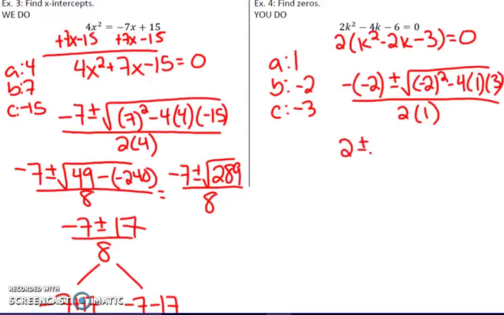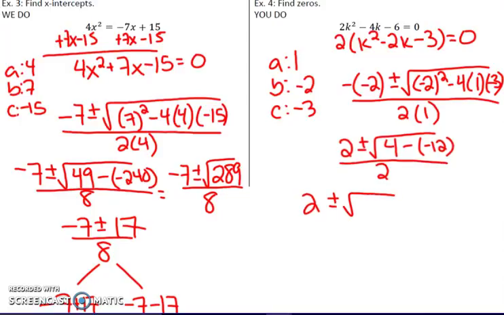So it becomes 2 plus or minus the square root of 4 minus negative 12, over 2, which ends up with 2 plus or minus the square root of 16 over 2. Oops, we took the square root of 16 and got 4.